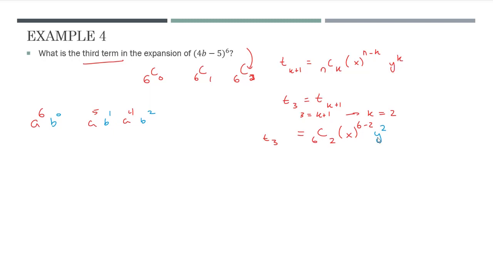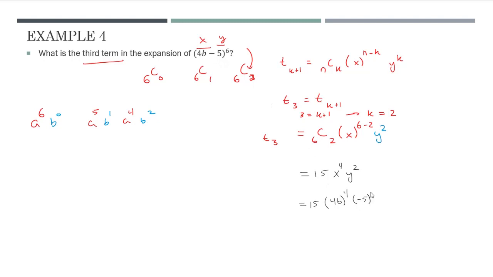Okay, so that's all from the formula sheet. Now, I'd like to simplify this before I do anything else. 6 choose 2 is 15, and then this becomes x to the power of 4, y squared. And you might be thinking to yourself, oh, done? Well, no, because this x is actually the first term of this. So this is my x, and this is my y. I need to actually substitute the x and y values in. So it's going to become 15 times (4b) to the power of 4, and then my y is negative 5. That negative is very, very important there.